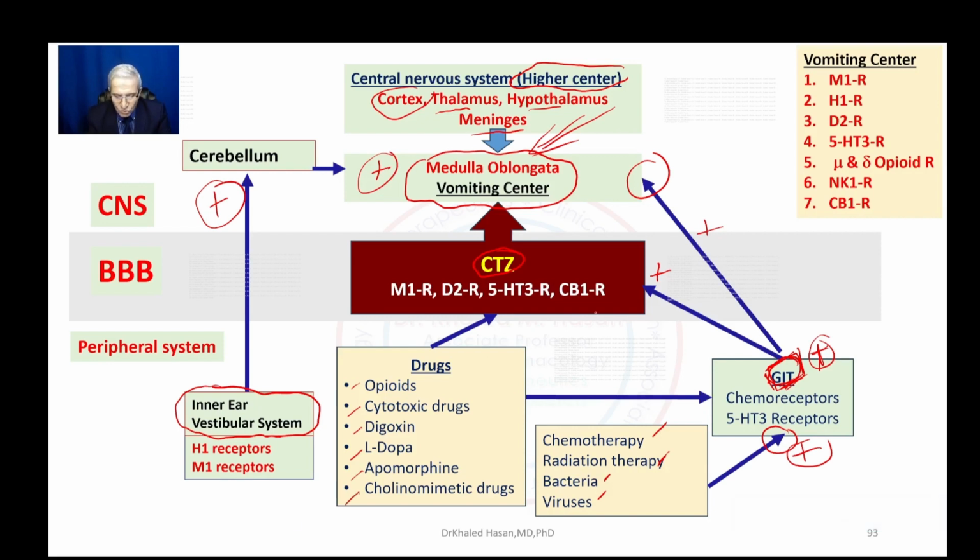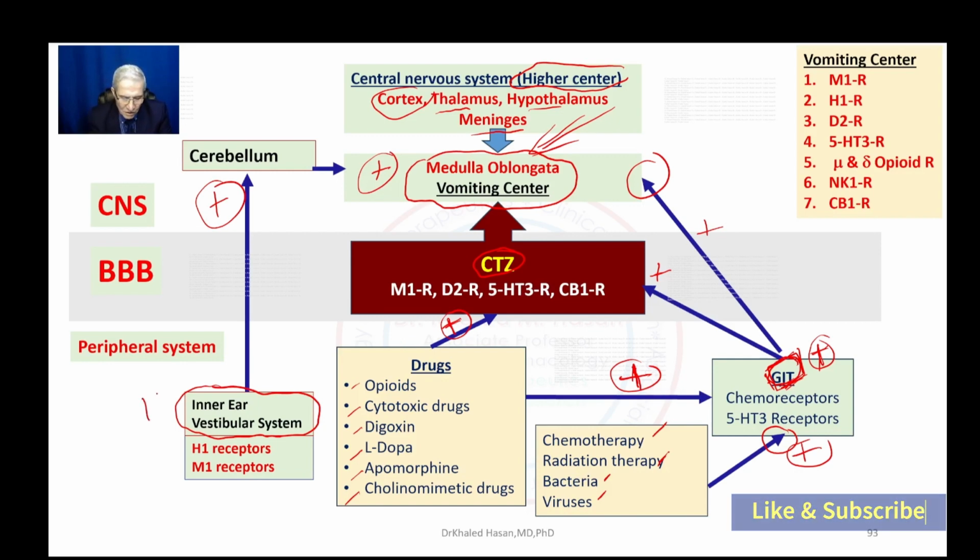These medications work on two mechanisms. Number one, by stimulating or irritating the GI system, the gastrointestinal system. Number two, by stimulating the chemoreceptor trigger zone. So now we have another group of medication we talk about. So we almost covered the most popular causes of vomiting.